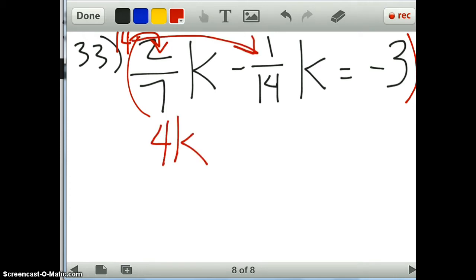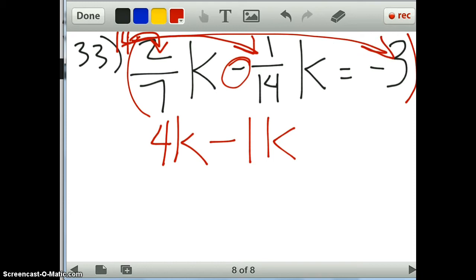Alright, so my screen disappeared for a second, so if there was a little jog in there, very sorry. But what I did was the 14 times 2 divided by 7 gave me the 4k. Then 14 times 1 divided by 14 gives me 1k. Now, is that a positive 1k or a negative? Got it. And then 14 times negative 3, negative 42.